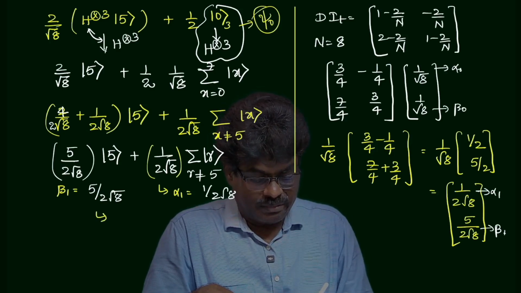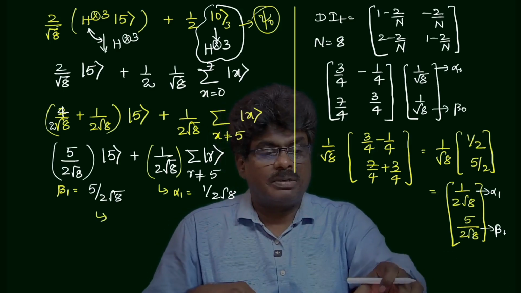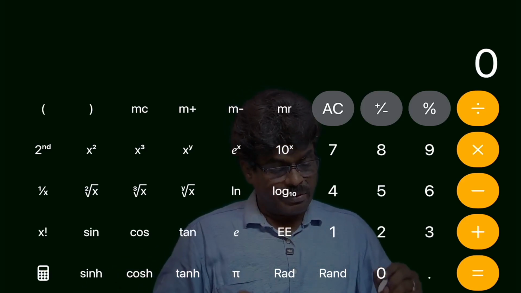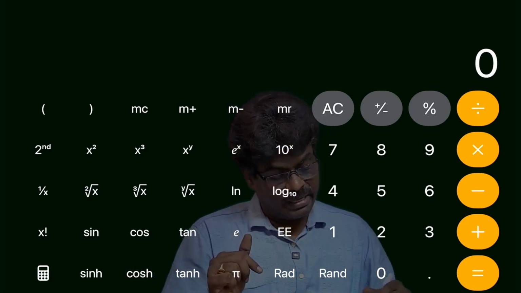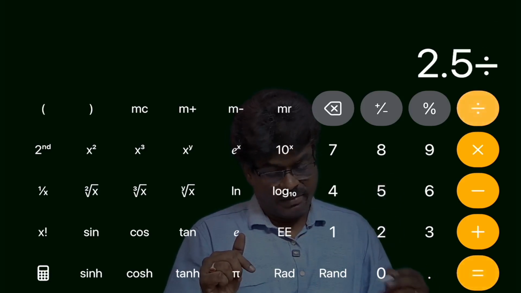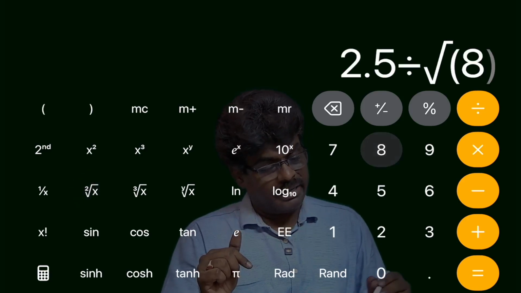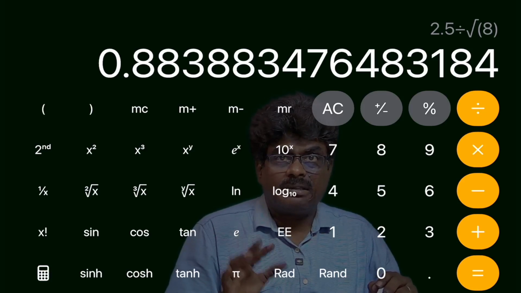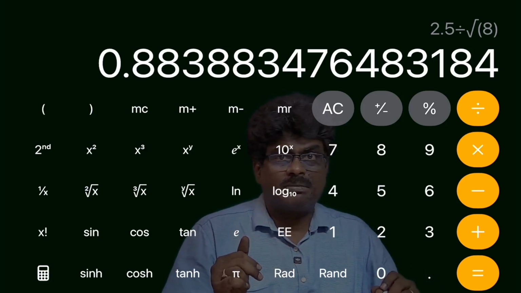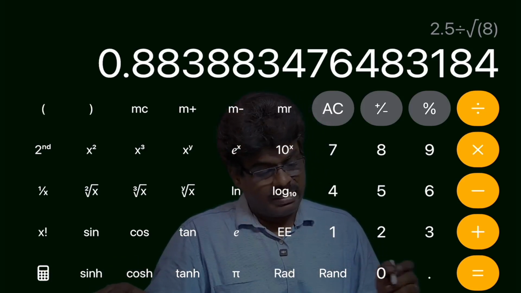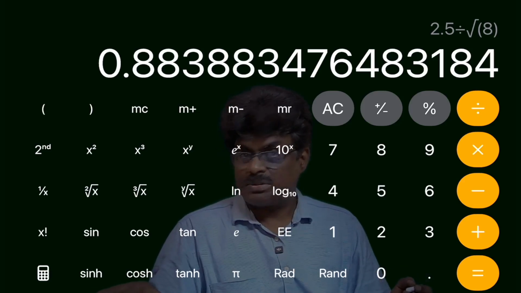And this one, 5 by 2 root 8. Let me check what this 5 by 2 root 8 is. So here we have to check 5 by 2 root 8. This is 5 by 2, and the answer divided by root 8. That's it. 0.8883883476 something. So I hope you understand. Okay, so that's it. If you want, you can check that other one also.